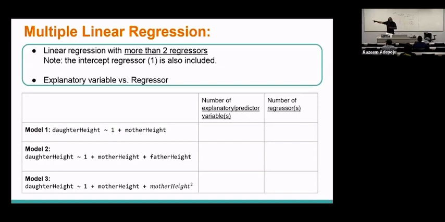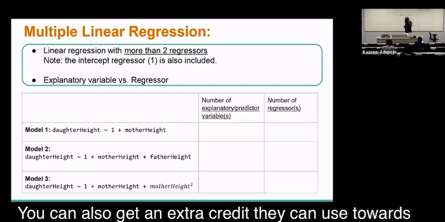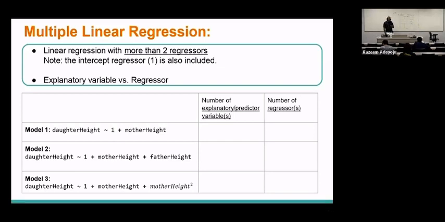Now take a look at model 3. Can somebody tell me, for extra credit, how many predictors do we have in model 3, and how many regressors? Whether in person or online. Those of you online, can you hear me? You can also get extra credit that you can use towards your assignment, midterm, and so on. How many explanatory variables and how many regressors do we have in model 3? Can somebody tell me?